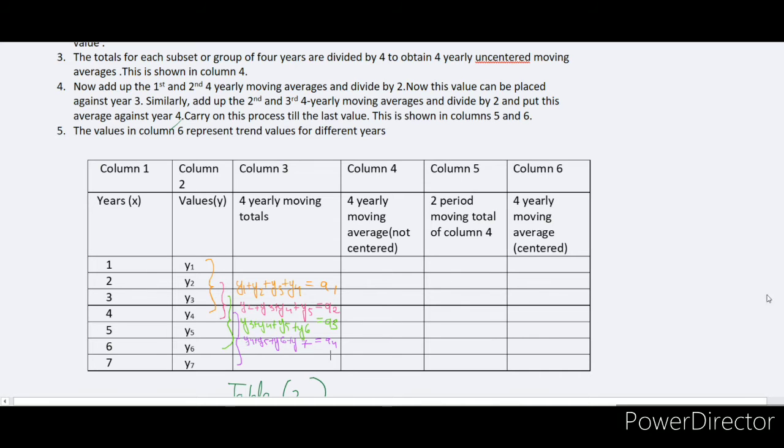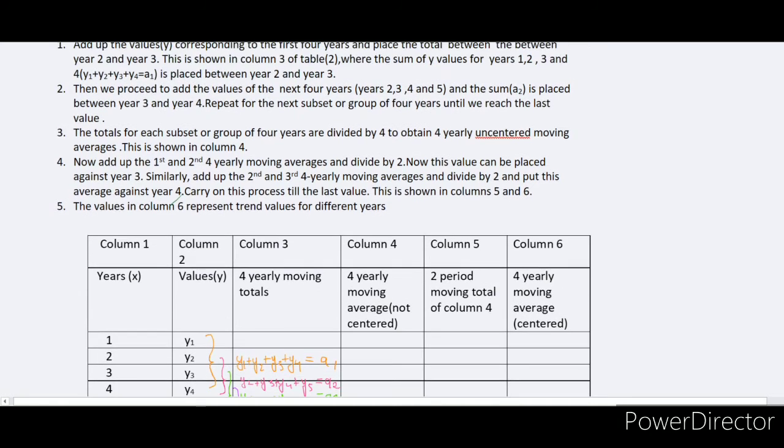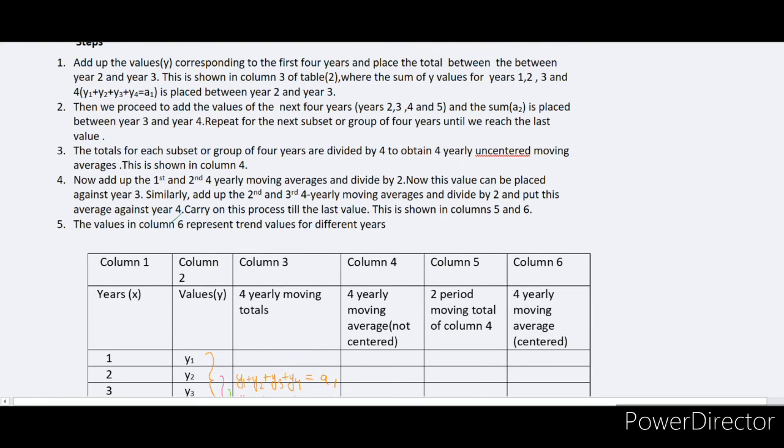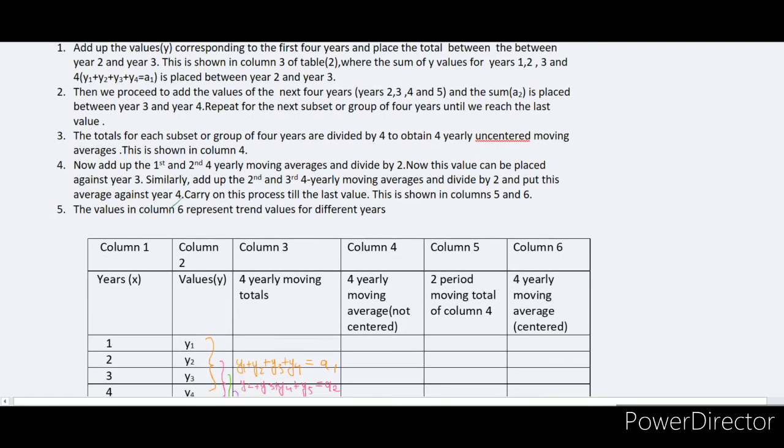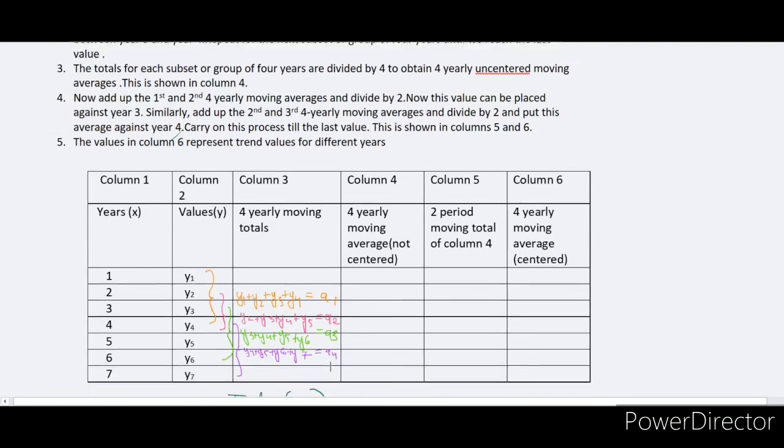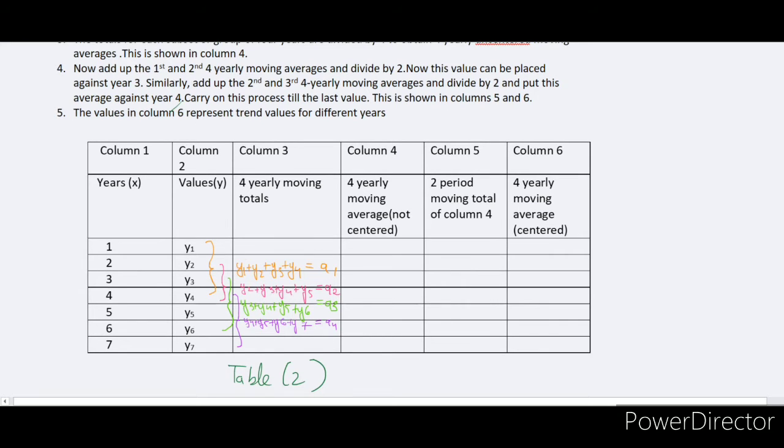In the next step, since we have found the 4 yearly moving totals, the totals of each subset or group are divided by 4 to obtain a 4 yearly uncentered moving average. So we divide these totals by 4. Let's take the first, which is a1, which lies between year 2 and year 3. So keep it over there. We divide this by 4.